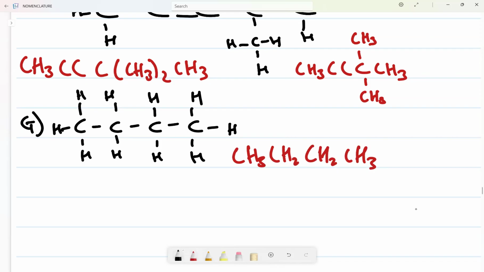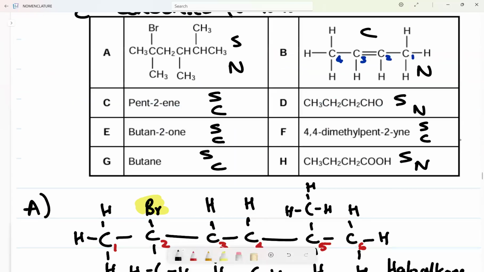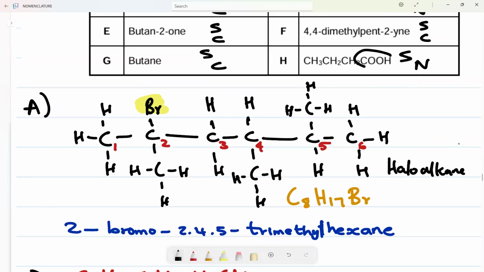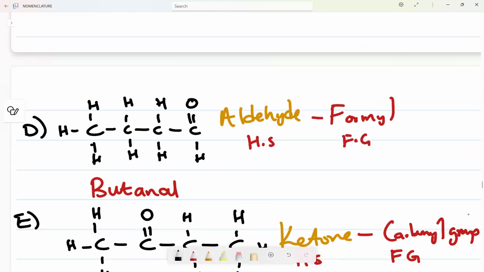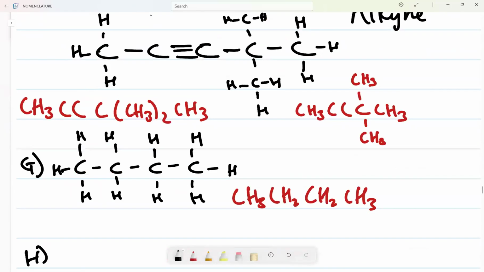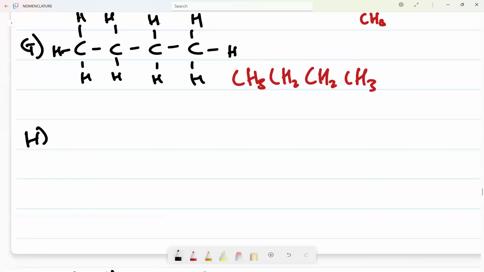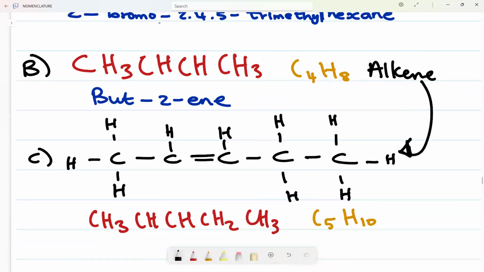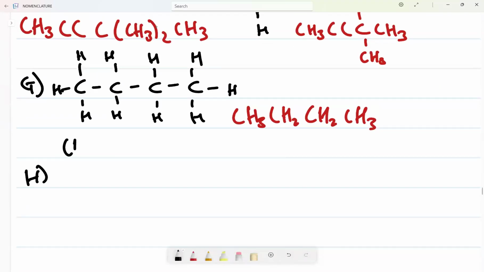Then the last one, H. Letters are not agreeing with me. For H, I have CH3, CH2, COOH. I can see this is a carboxylic acid from the COOH. Okay? Indeed. Here we forgot to name, what is this? This is an alkyne. Then there we have a ketone, CH3, CH2, CH2. In the one that we had, it is CH3, CH2, CH2, COOH.